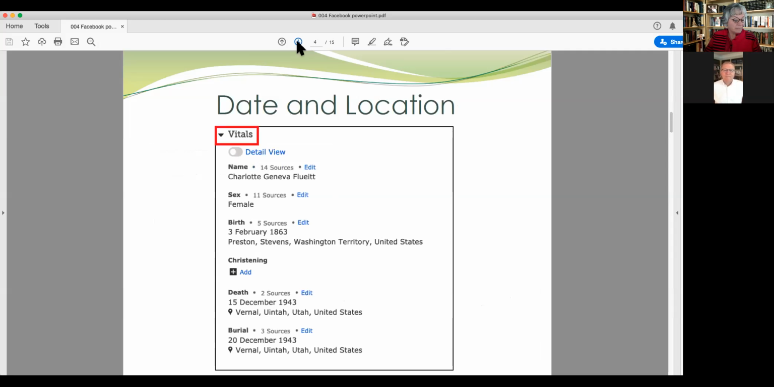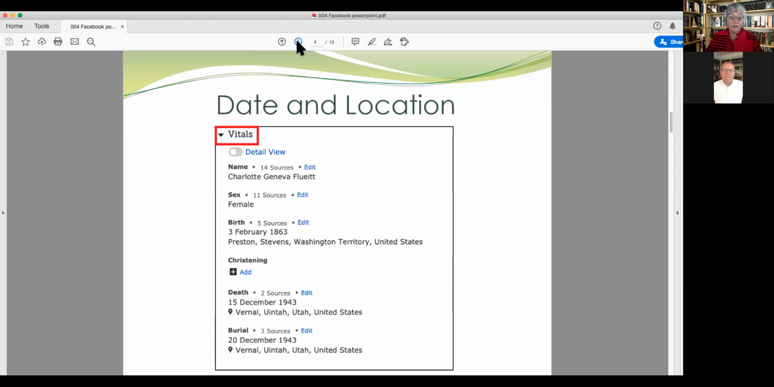Date and location. These are located under the vital section on a person page. A date may also be very specific with a day, a month, and a year, or it could be an estimate. For example, it might say, in quotes, about 1880. Locations can be very specific with a town, county, state, and a country, or they may be listed with just the country where the life event occurred.